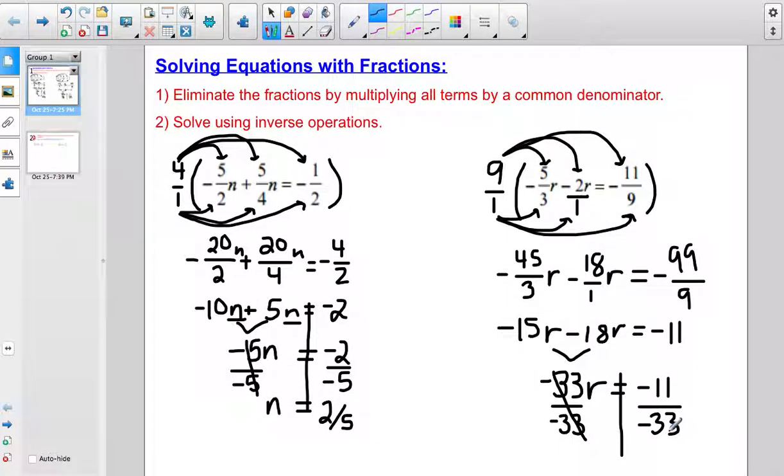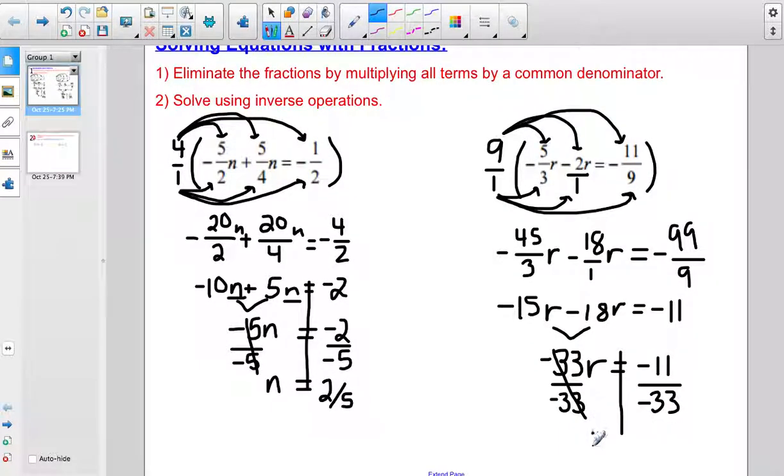And then my final answer will be r equals, again, I have a double negative, so a negative divided by negative becomes a positive. And 11 divided by 33, if I divide each of those and reduce by a common multiple like 11, I simply get 1 over 3. So my final answer will be 1/3. Again, it is a fraction answer, but that is totally okay.